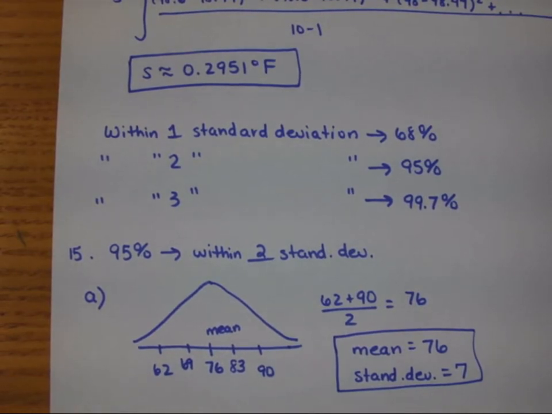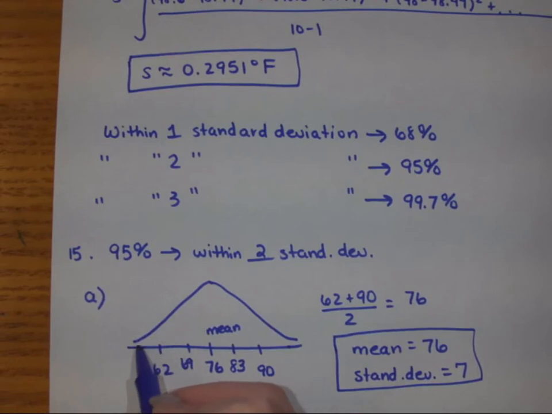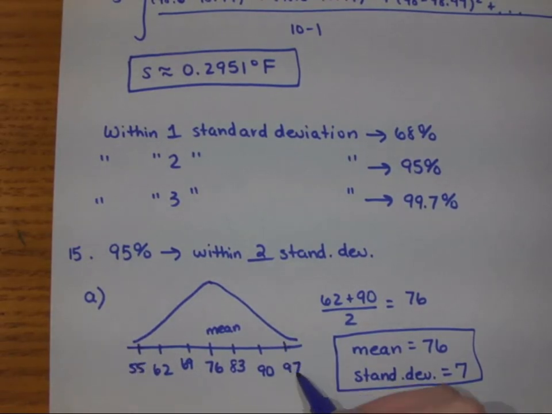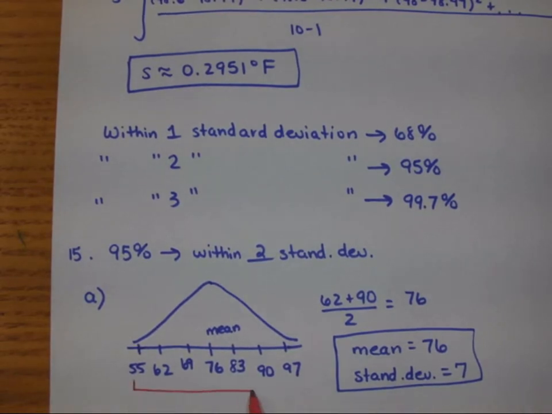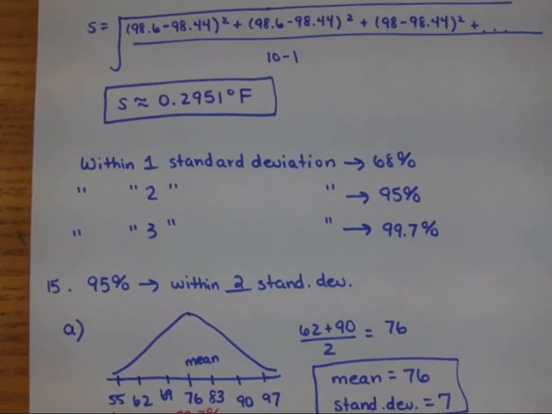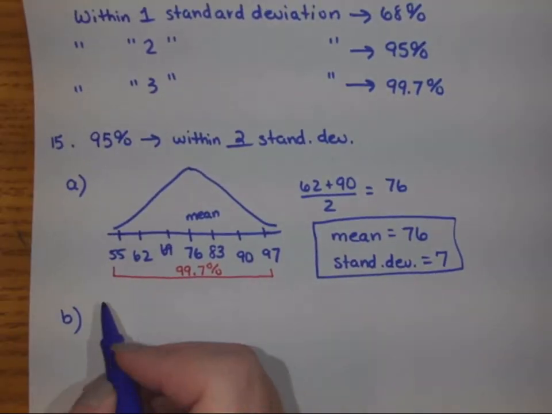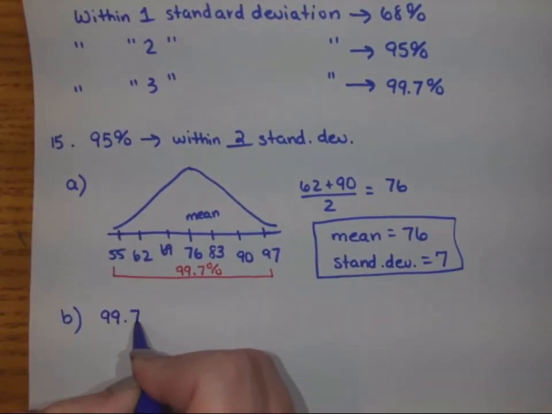Part B says to tell how much is between 55 and 97. So notice those aren't even marked yet, right? But notice if you go out one more set of 7, you're going to be at 55 and 97, okay? So notice that we're going out 3 in both ways, right? So this is supposed to be 99.7%, right? That's what we have up here. So the answer to part B is actually just 99.7%.